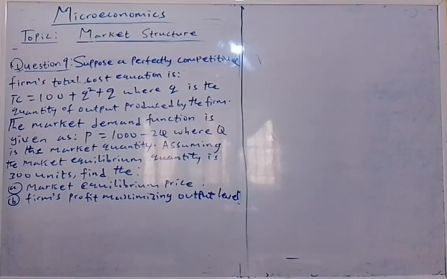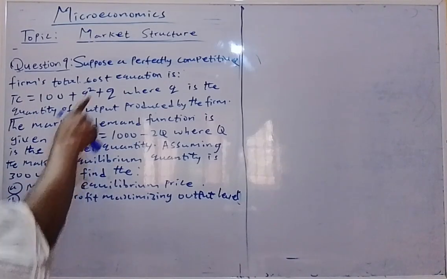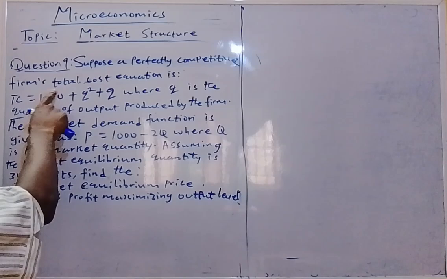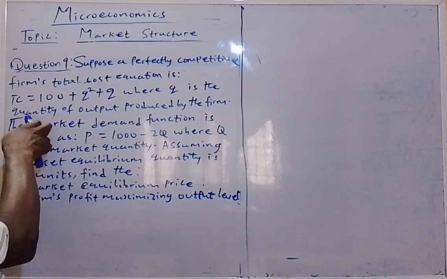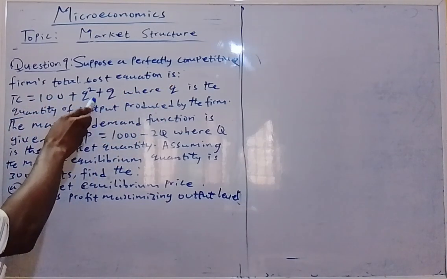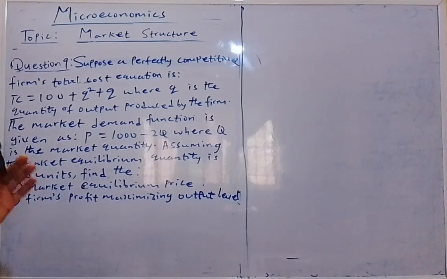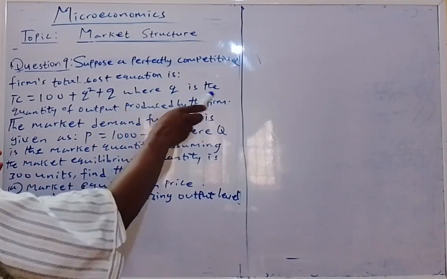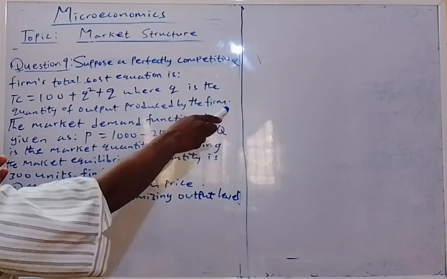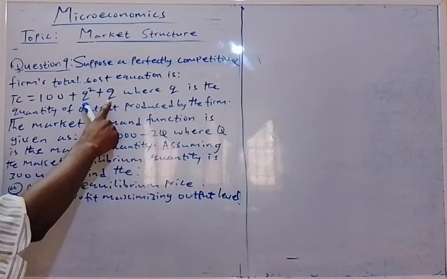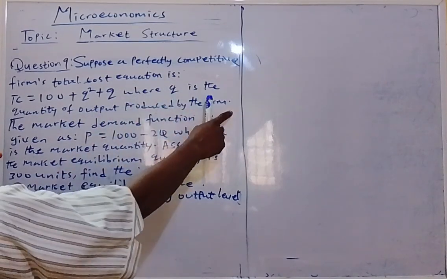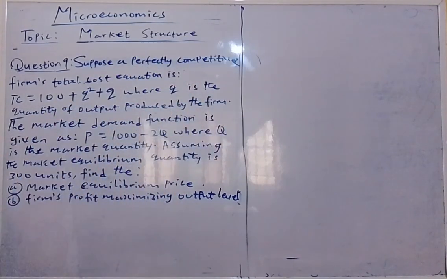In this class, I'll be solving this question on market structure. This is question 9. Suppose a perfectly competitive firm's total cost equation is TC equals 100 plus Q squared plus Q, where Q, that is small q, is the quantity of output produced by the firm. So take note of that. This small letter q represents the quantity of output produced by the firm, that is, this perfectly competitive firm.